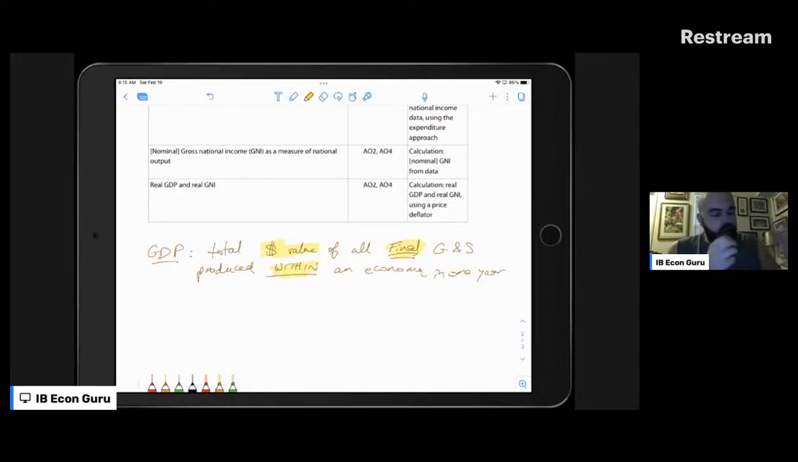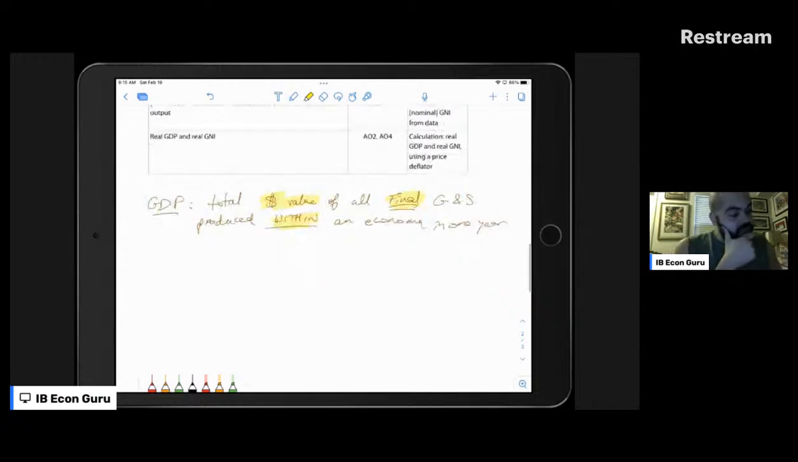Also, if you have American companies overseas, outside the United States, like say in China, their output is not included in American GDP. Why? Because their output is not within the economy of the United States. This is very important to keep in mind because it will make it easier for us to understand GNI.